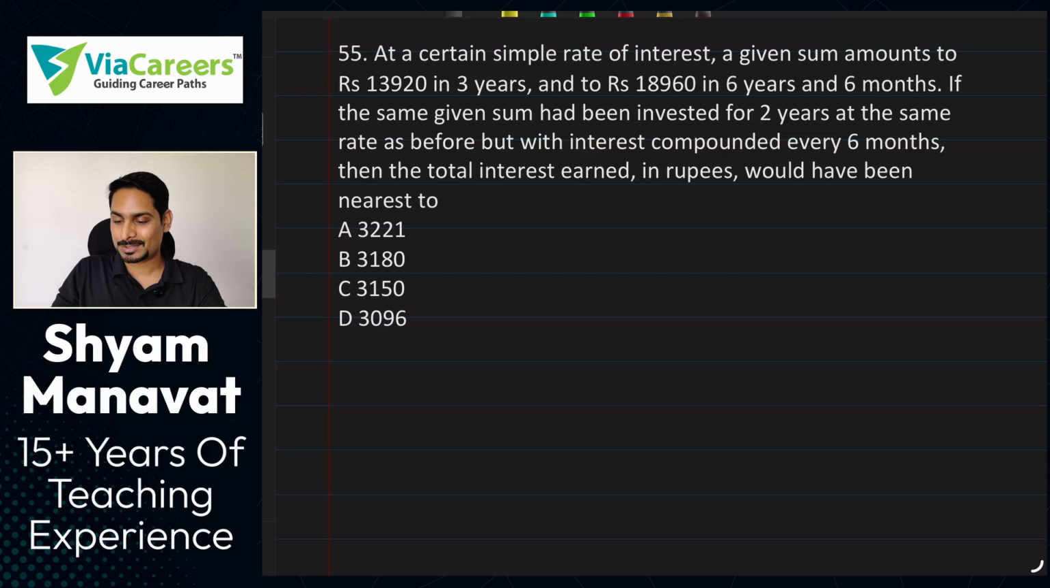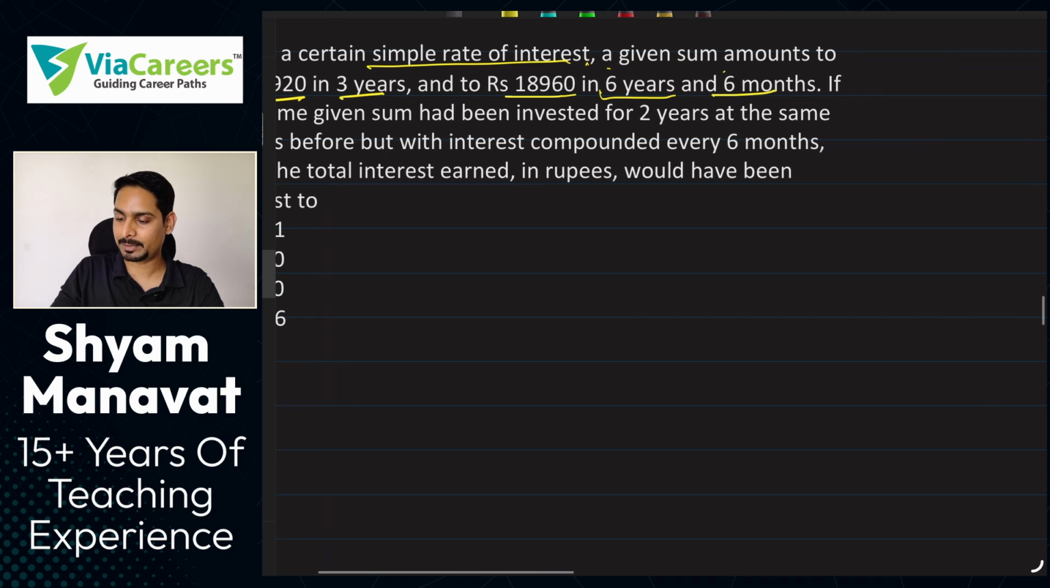Hello everyone. So this is a new question for you which uses both simple interest and compound interest concepts. Let's see the question. The question is: at a certain simple rate of interest, a given sum amounts to so much in 3 years and this much in 6 years 6 months. If you convert that into years, this is basically 6.5 years, right? 6 months means half a year, correct?